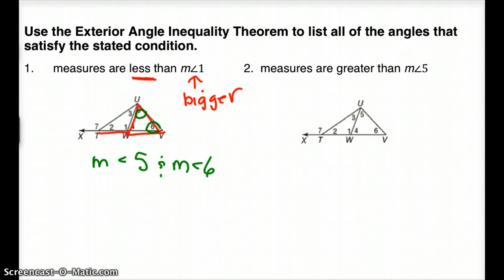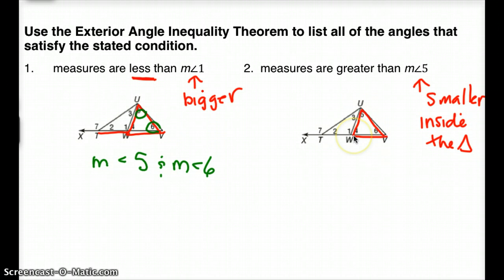Let's take a look at number 2. I need measures that are greater than 5. If I'm looking for things that are greater than 5, I want 5 to be the smaller one. If it's going to be the smaller one, it needs to be inside the triangle. So I'm looking at 5. My 5's inside that triangle. I'm going to extend the side. So 1 would be the exterior angle. That would be the bigger one. So I'm looking at the measure of angle 1 being greater than 5.